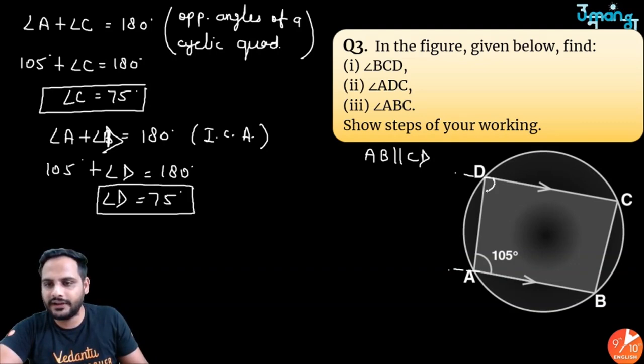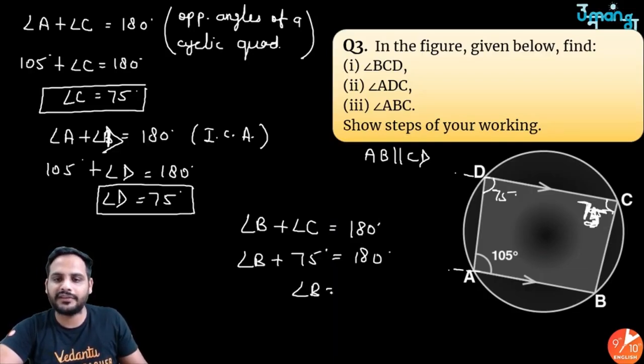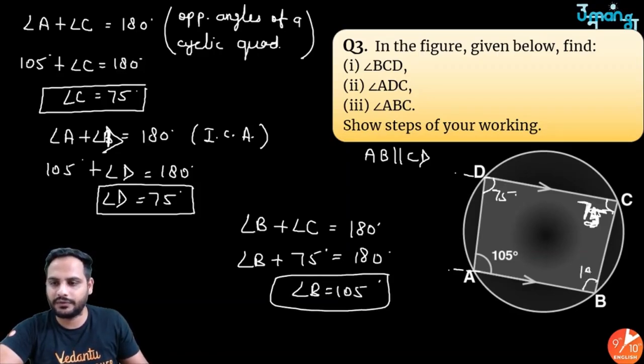And then if I know angle D as 75 degrees, now angle B I can again get by interior consecutive angles. Angle B plus angle C, angle C was 75. So angle B plus angle C is 180 degrees. Angle B I don't know, but angle C is 75 degrees, is equal to 180 degrees. So you got angle B is equal to 105 degrees, right? You can clearly see all this.